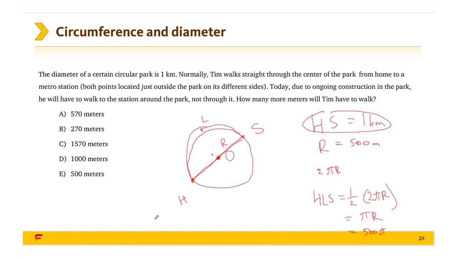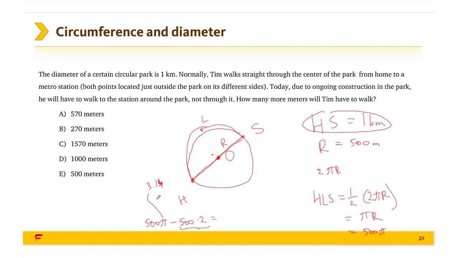So we need to take the delta. We need to subtract 500 meters times 2, which is the diameter, from 500 pi. So let's take for simplicity that pi is 3.14. Yeah, I'm oversimplifying it, but that's okay for the numbers here.